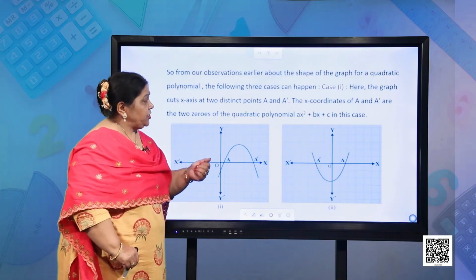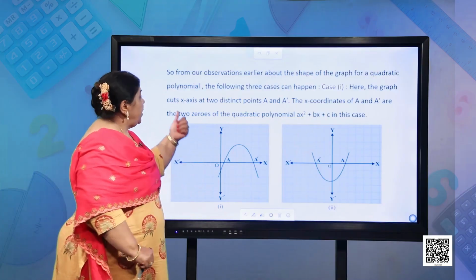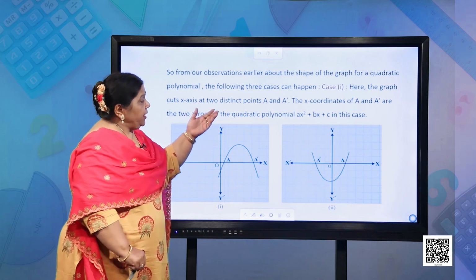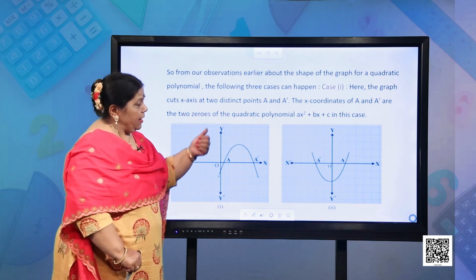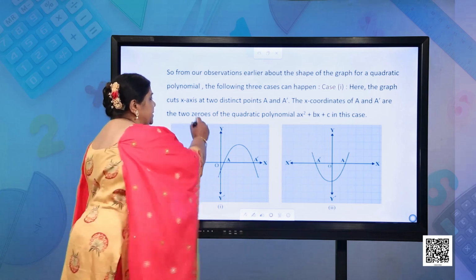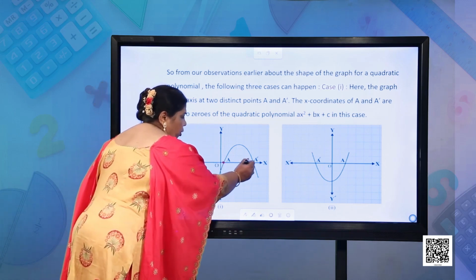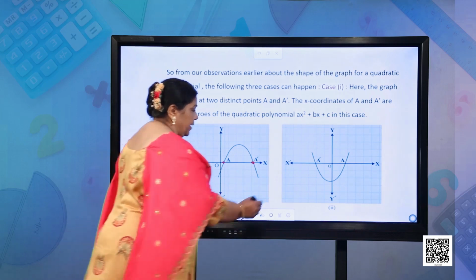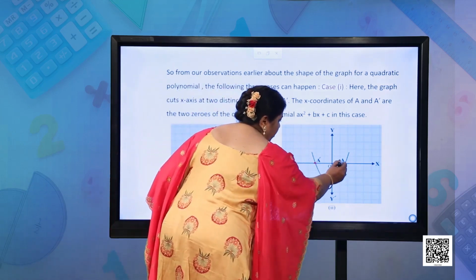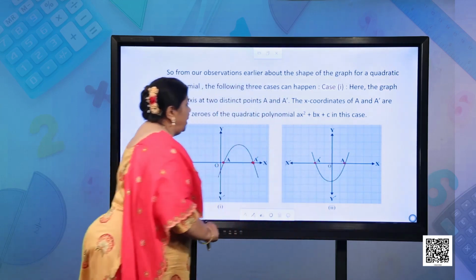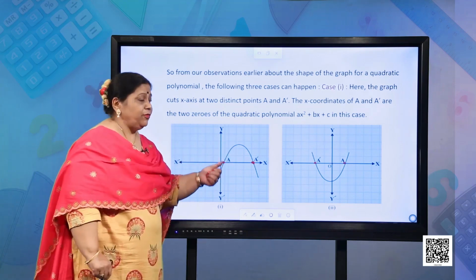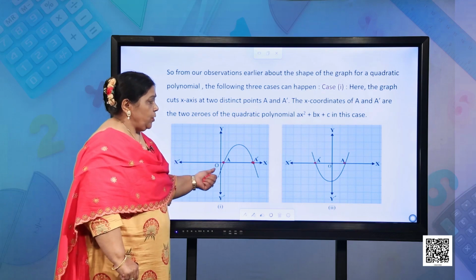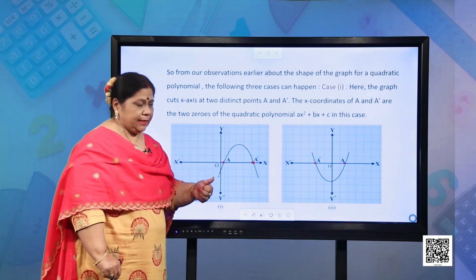From our earlier observations about the shape of the graph for a quadratic polynomial, the following 3 cases can happen. Let us see all the 3 cases. Case 1, here the graph cuts the x axis at 2 distinct points, A and A dash. You can see here the x coordinates of A and A dash are the two zeros of the quadratic polynomial ax square plus bx plus c in this case.